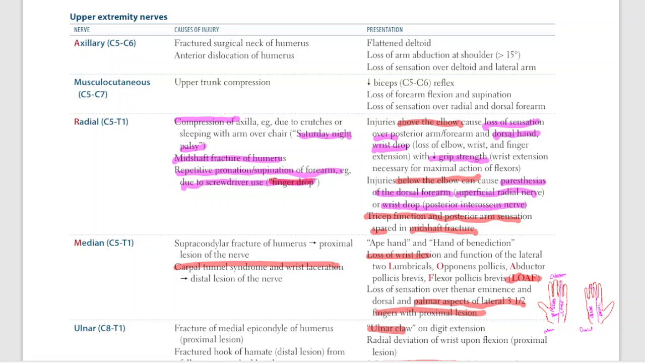So, nerves of the upper limb. We will start with the nerves of the upper limb. Okay, it's so simple.